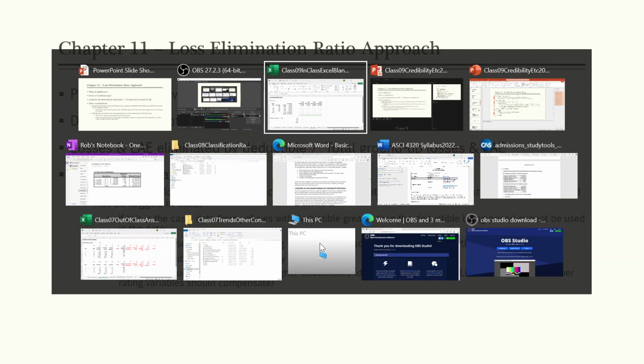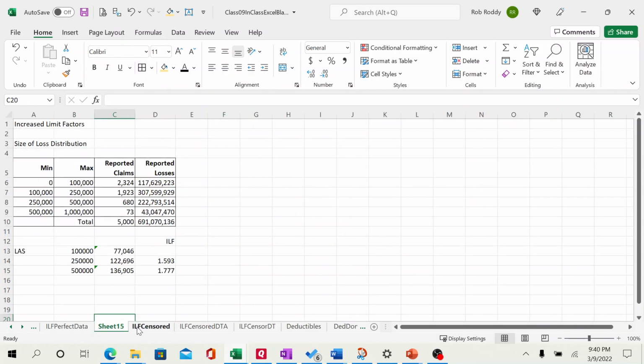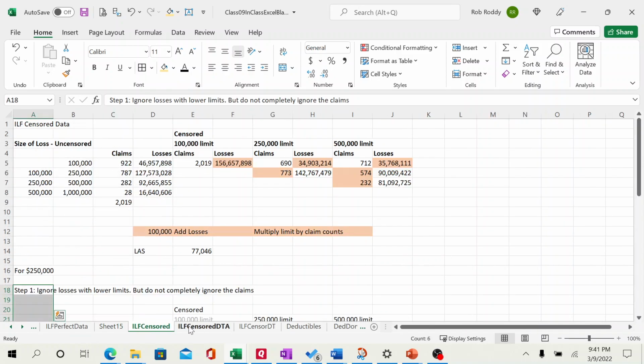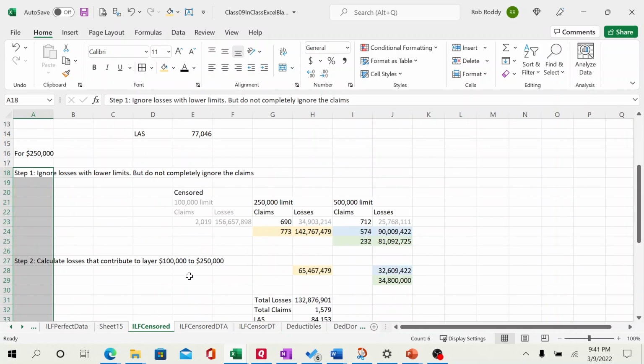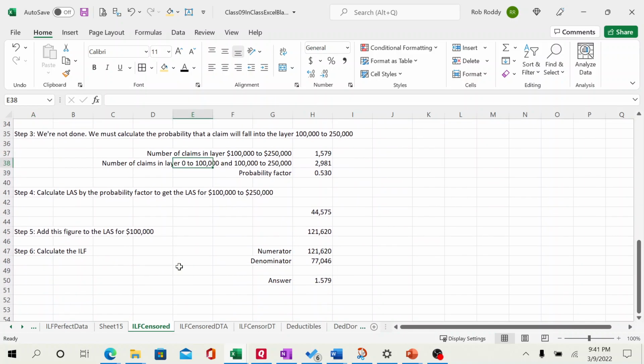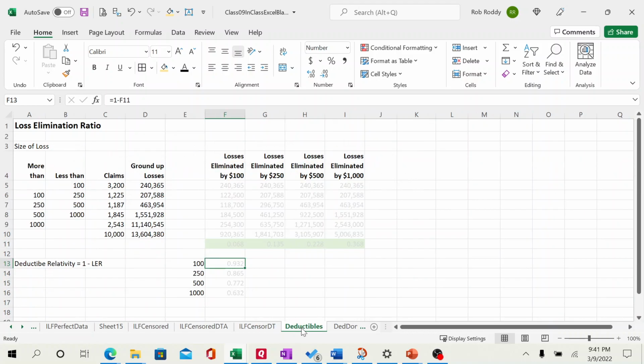Okay, so this is the last thing for this video: the loss elimination ratio. I will also show you the ILF censored DT. If you want to go through the ILF, look at the ILF censored; it does step through everything if you want to take a look at censored losses. Again, for the sake of time, I'd like to go through it, but I want to be respectful of time and the amount of material. I think we're about 2.5 hours in right now total. Okay, so loss elimination ratio. What does all that mean?